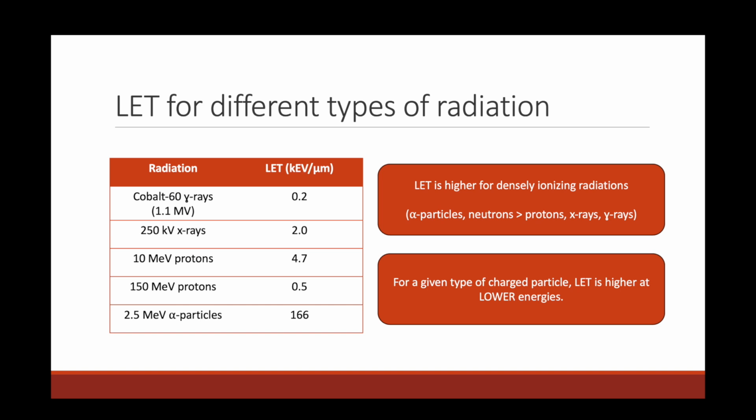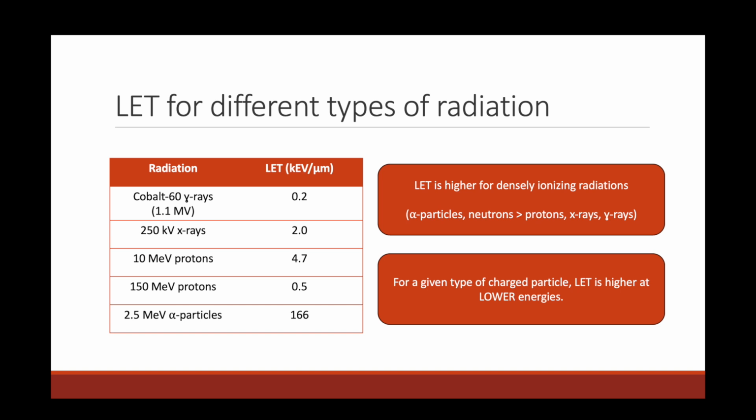And it's also higher for neutrons than it is for protons, X-rays, and gamma rays. So this table just shows some example LETs, and let's start by looking at the different particles, right? So X-rays and gamma rays and protons, they're all on the order of something like 0.2 to 2 keV per micrometer, right? The 10 MeV protons are higher, they're 4.7 keV per micrometer, but we're talking like single digit LETs here, or even less than one LET.